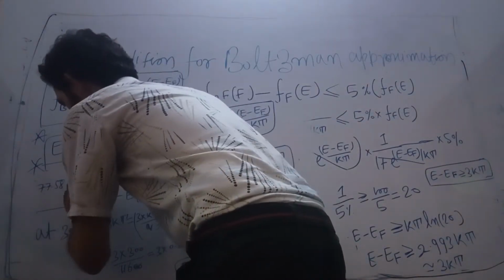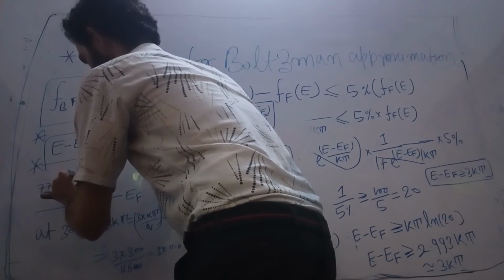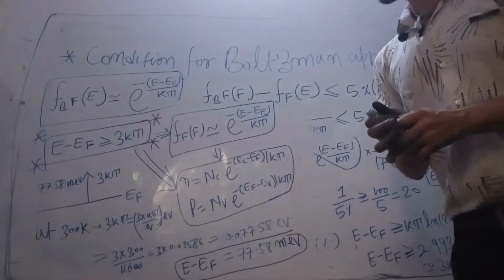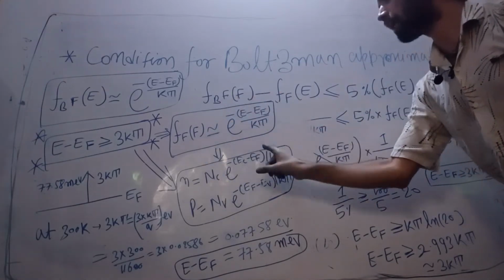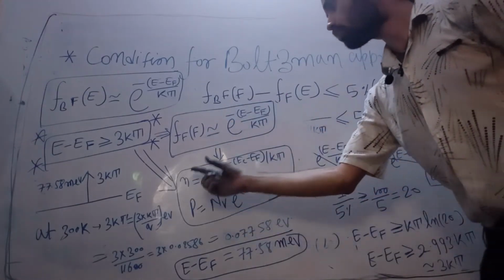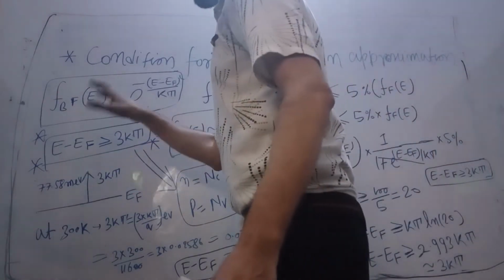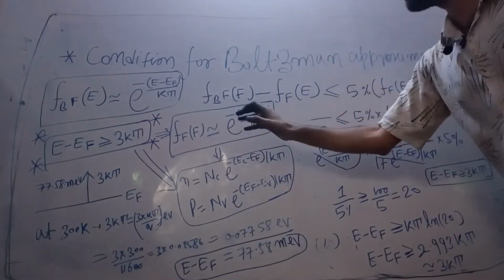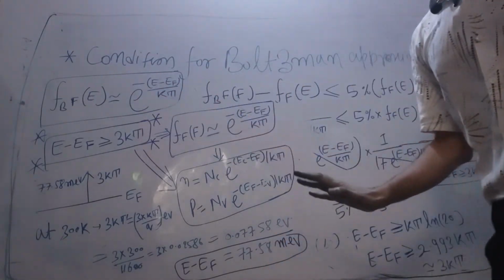77.58 milli electron volt. You have to shift this much above, then only you are eligible to take this Boltzmann approximation into account in order to calculate this charge carrier concentration. If it is not valid, then you have to deal with the Fermi-Dirac distribution function.